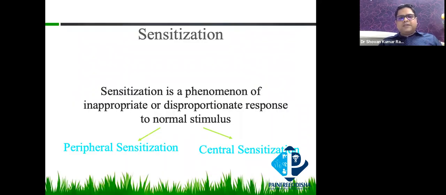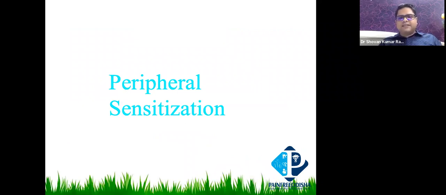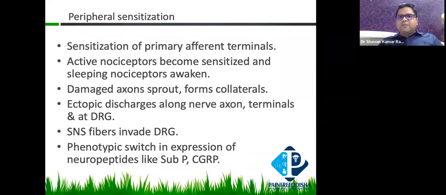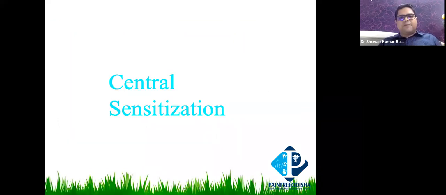Now there are two parts of sensitization. One is a peripheral sensitization that occurs at the periphery. So sensitization of the primary afferent terminals at the level of the nociceptors where the pain is felt or where there is a tissue damage. At that place, the damaged axons sprout and form collaterals with the adjacent tissue. So this is called peripheral sensitization that occurs at the peripheral level or at the sympathetic levels that invades the DRG. But when it comes to a central sensitization, what happens?